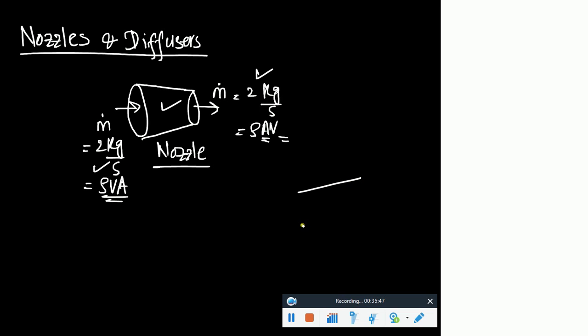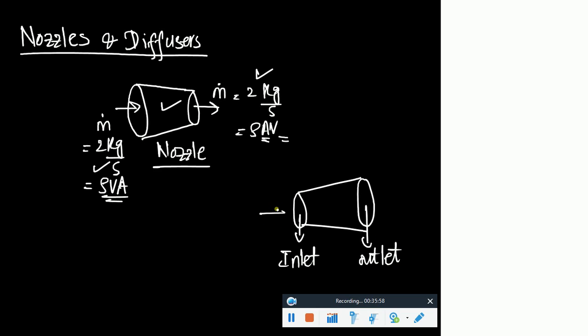And if you increase the area, like for example, this is the inlet and this is the outlet. This kind of structure, where the inlet area is smaller and the outlet area is larger, is known as a diffuser. Why do you increase or decrease the area? Because you need to control the velocity. And remember, velocity is related with pressure. If you increase the velocity, pressure would decrease.